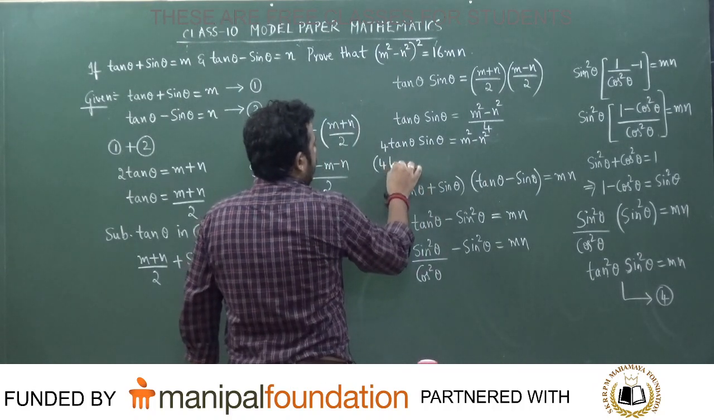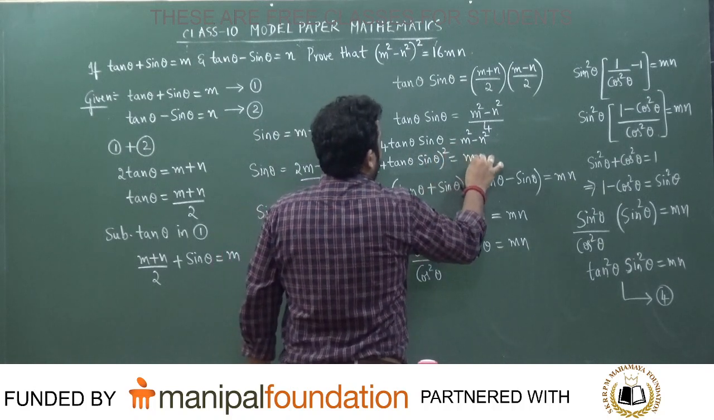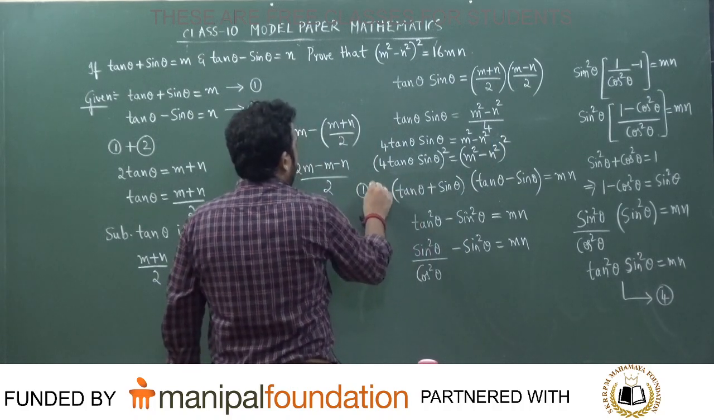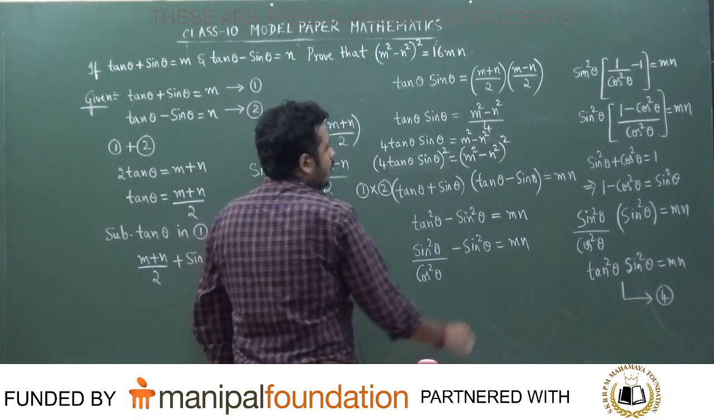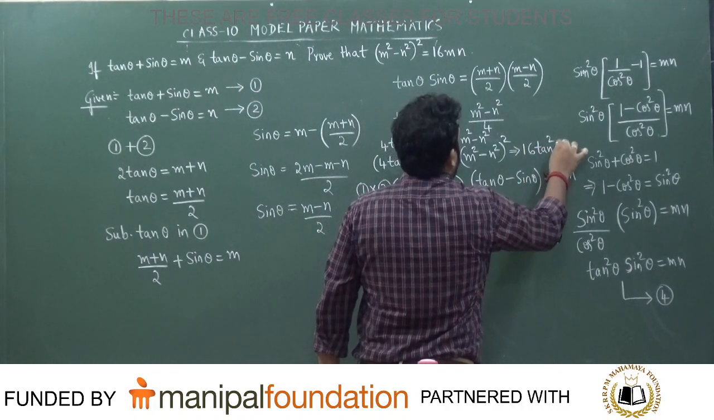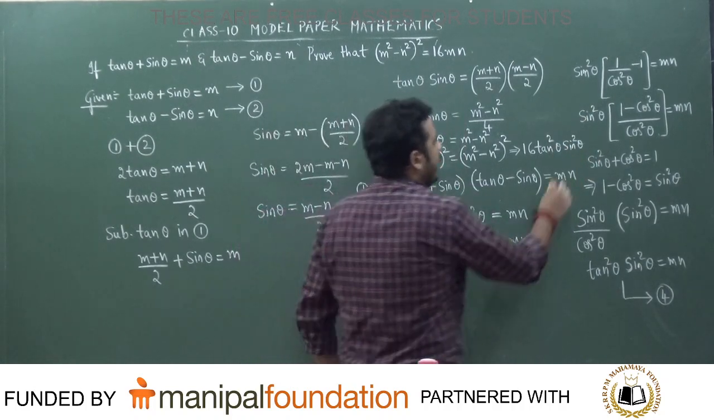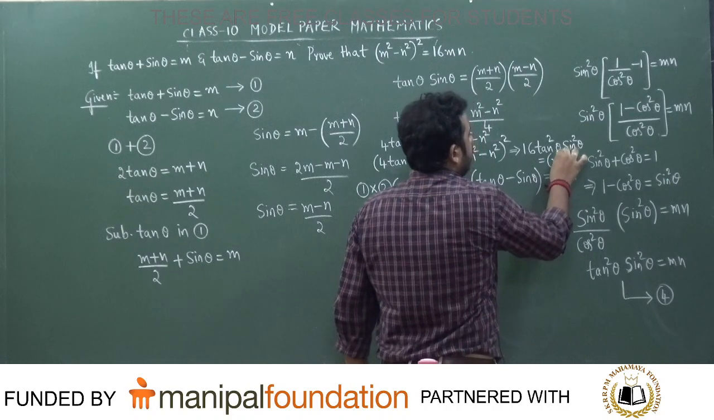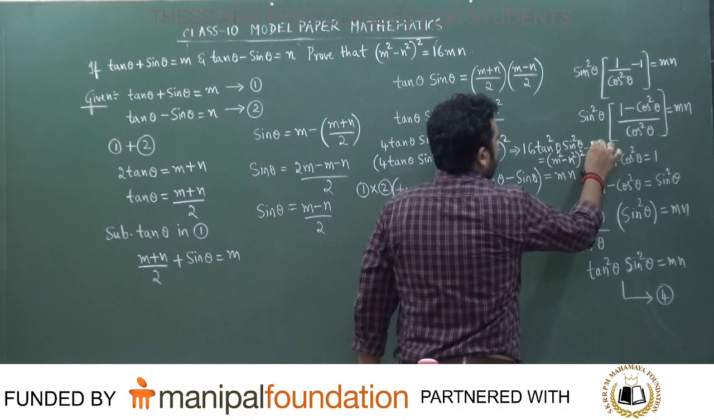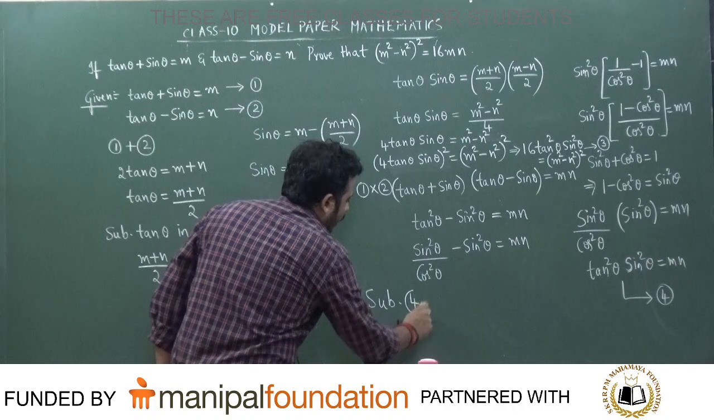Squaring on both sides, students. 4 into tan theta into sin theta, the whole square, that is equal to m square minus n square, the whole square. This is not equation 1 into 2 that we did. So this implies that 16 times tan squared theta into sin squared theta is equal to m square minus n square, the whole square. Let me call this equation number 3, and substitute equation number 4 in 3.